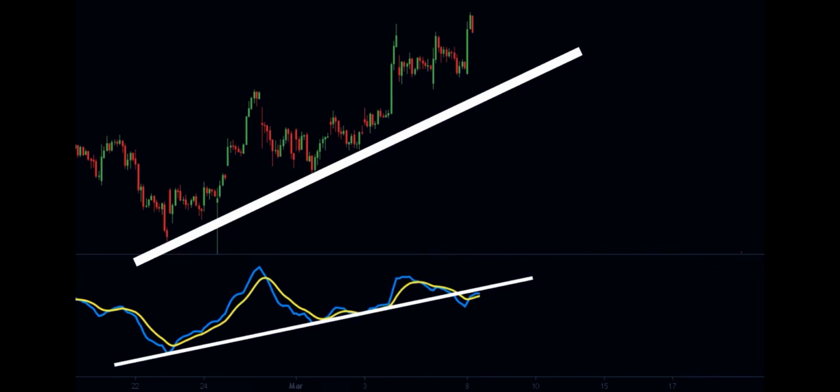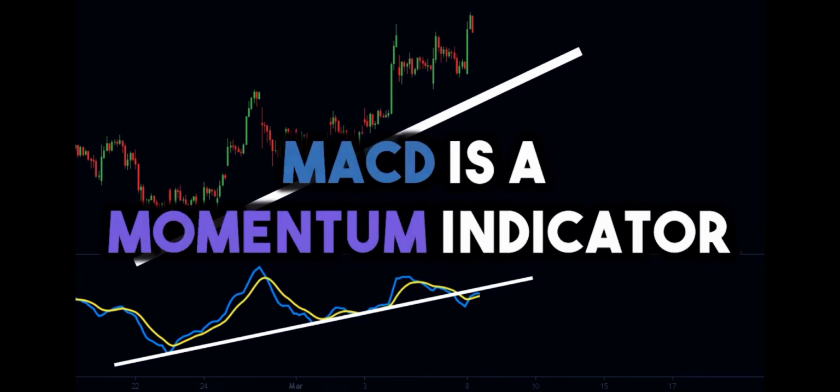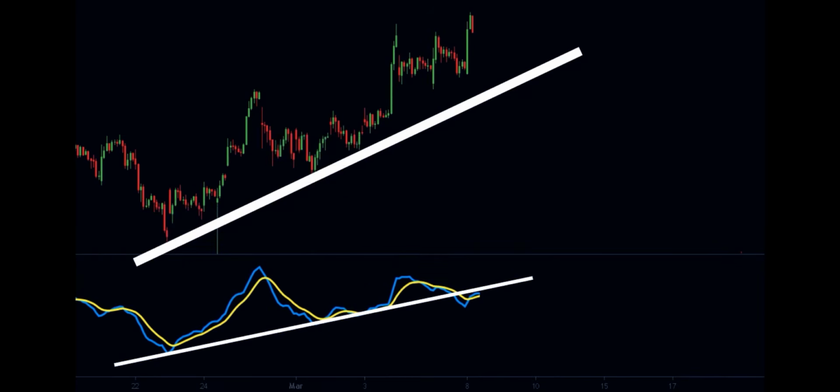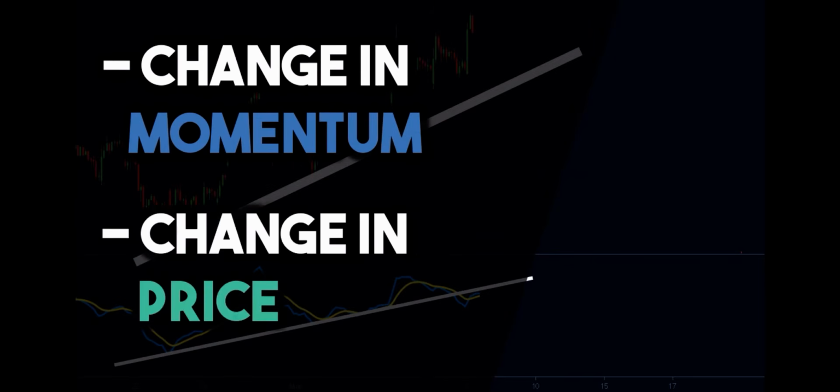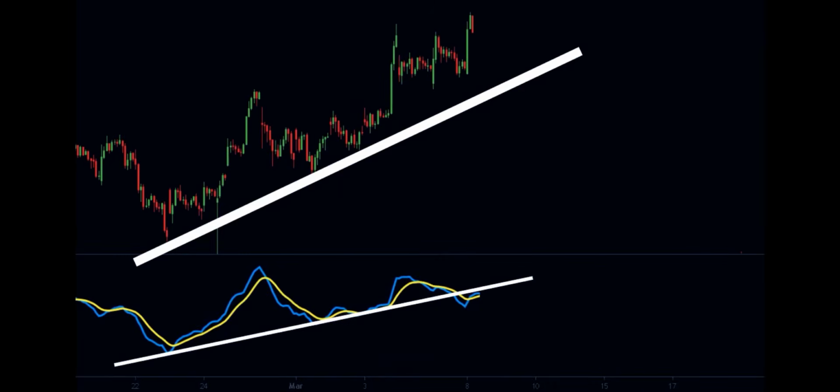As I said earlier, the MACD indicator is a momentum indicator. For a successful reversal to occur, first there needs to be a change in momentum, followed by the price action. This is where the MACD comes into the picture. When the MACD line breaks down from the trend line, this indicates that the momentum of the stock has changed and a downtrend might occur shortly.